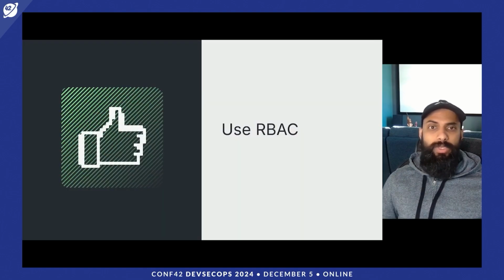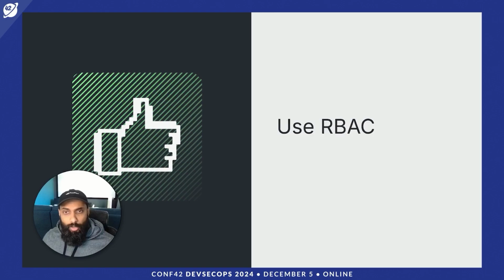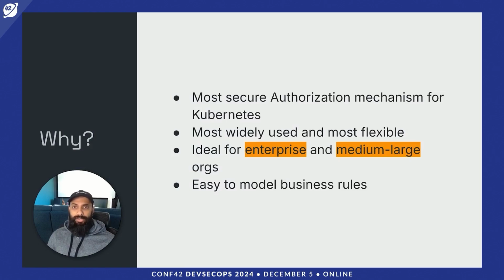First and foremost would be using RBAC. Kubernetes supports multiple authorization models for its API server. So we have ABAC or attribute-based access control. We have RBAC or role-based access control. We have node authorization and the webhook mode. Out of all these, RBAC, I would say, is the most secure option. It's also the most widely used option, and it is ideal for medium to large organizations.